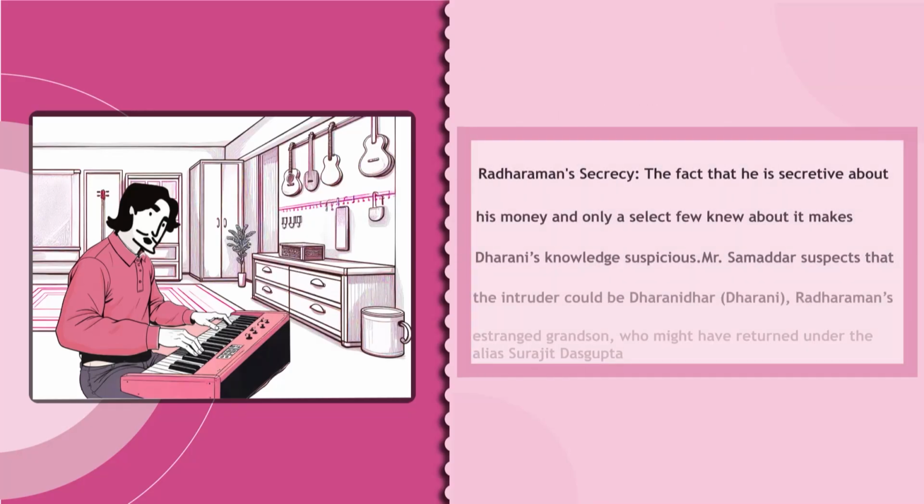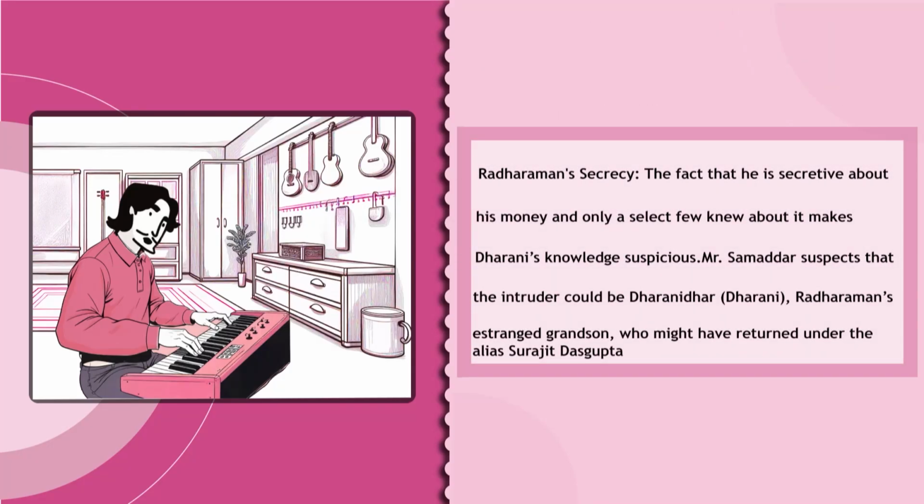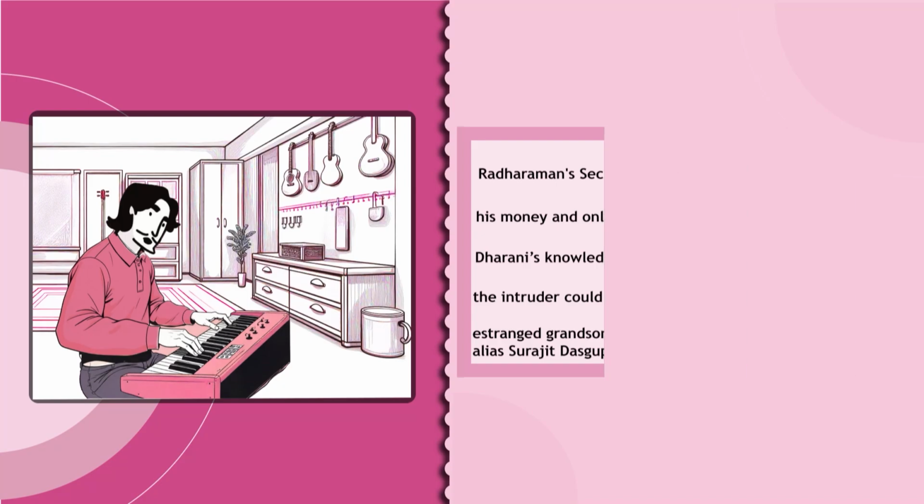Radharaman's secrecy. The fact that he was secretive about his money and only a select few knew about it makes Dharni's knowledge suspicious. Mr. Samadar suspects that the intruder could be Dharnidhar, Radharaman's estranged grandson, who might have returned under the alias Surajit Das Gupta.